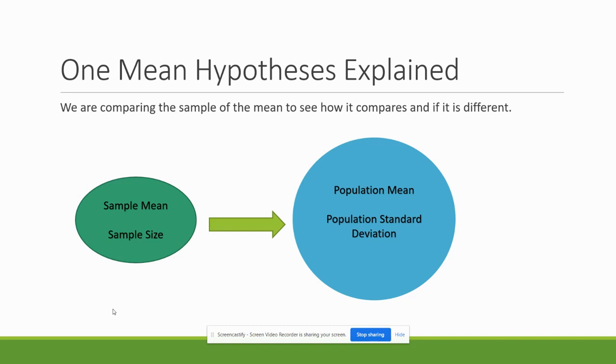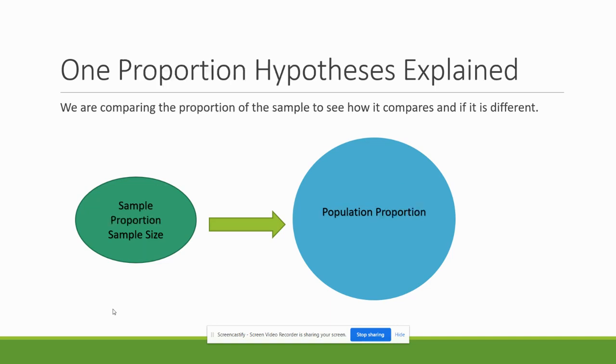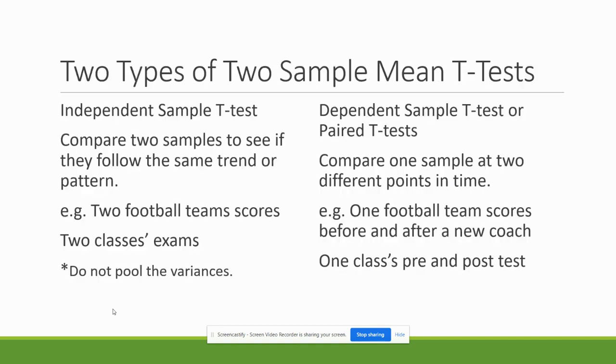So what are we doing? One mean hypothesis tests do this. They compare a sample mean and a sample size to a population mean and population standard deviation. And you may not always have the population standard deviation. Let me go back to that, but we're going to go into the depth of that in just a few minutes. Okay, so one proportion hypothesis, you're looking at a sample proportion, a sample size, and you're comparing it to the population proportion. You may not always have your sample size, but you will know basically what you're doing is you're comparing those samples to those population proportions.